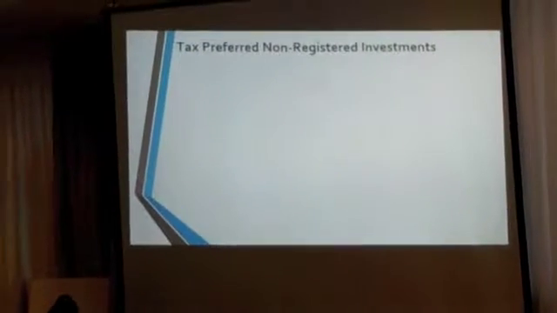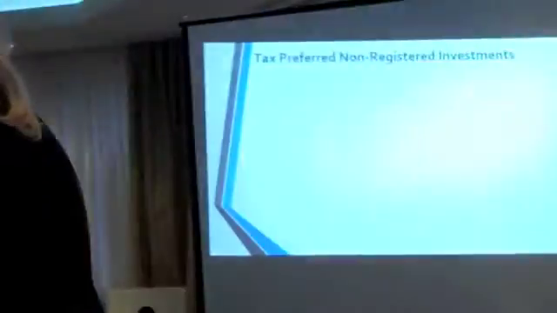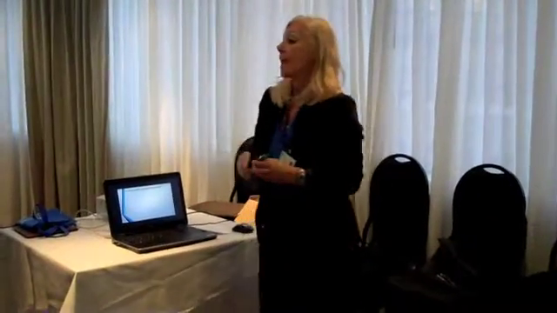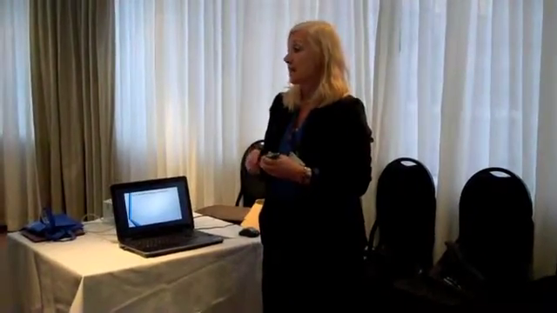Which is how to minimize tax. We have many different ways of minimizing tax, and tax is a huge burden on most of us. It can take 30 up to 50% of our income, and what we want to do is minimize tax. A great way to minimize tax is the tax-free savings account, where you can invest completely tax-free.